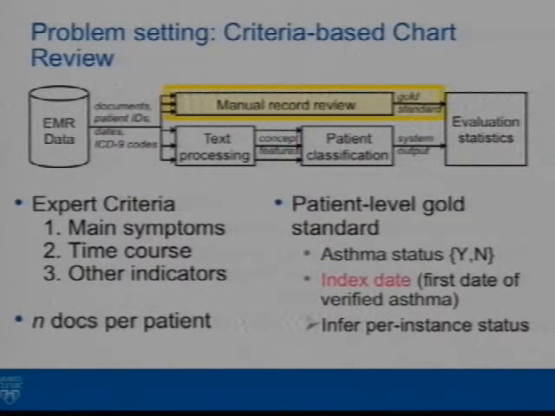Okay, by doing those manual chart reviews, we're producing a patient-level gold standard where you're able to say, does the patient have asthma or not, yes or no? We're also producing an index date, which is the technical term that my collaborator, Young Jun, uses. The index date is the first date that a patient could have been verified for having asthma, and we're able to infer per-instance status from this.